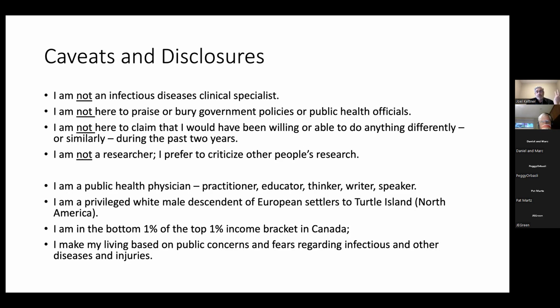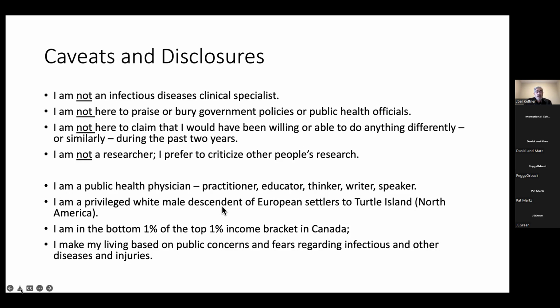But I do have questions and concerns about some aspects of the response, and I'll be talking a little bit about that. It's mostly about availability of information, transparency of explanation and rationale, and willingness to allow diversity of discussion and questions about policies and interventions.